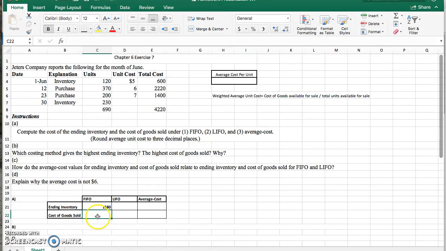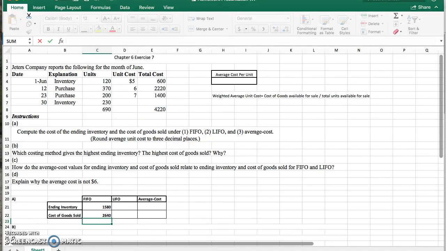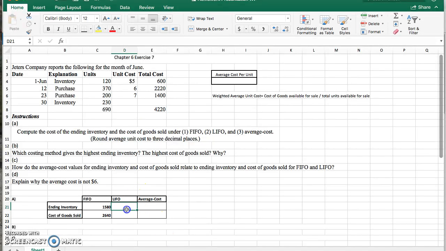To get the cost of goods sold, we're just going to take our cost of goods available for sale, which is this number, and subtract our ending inventory cost, which is 2,640.